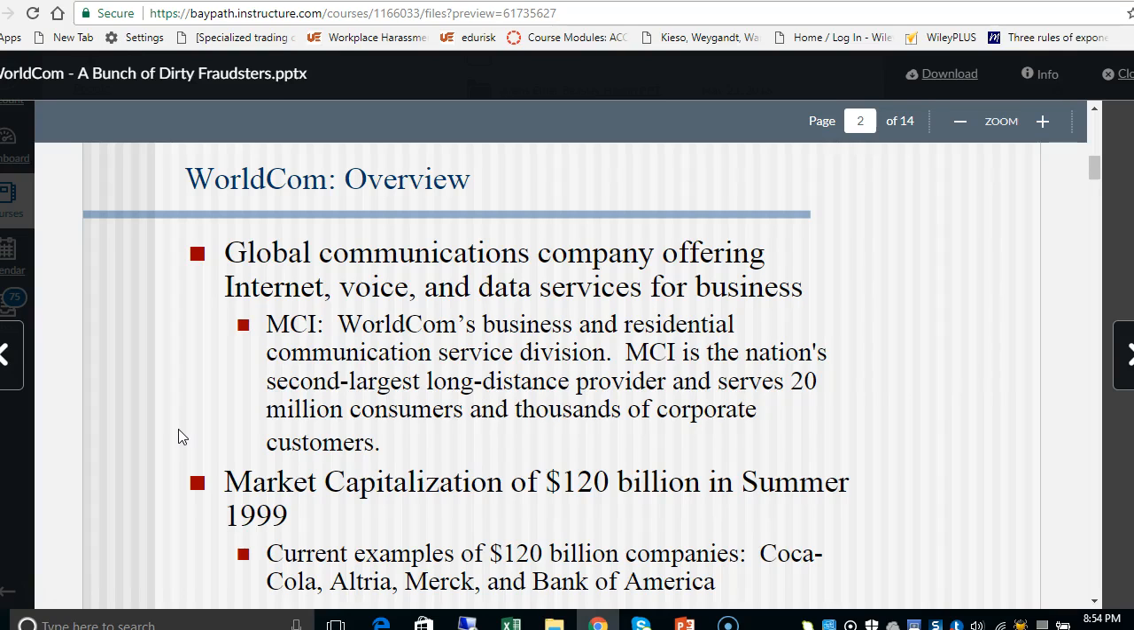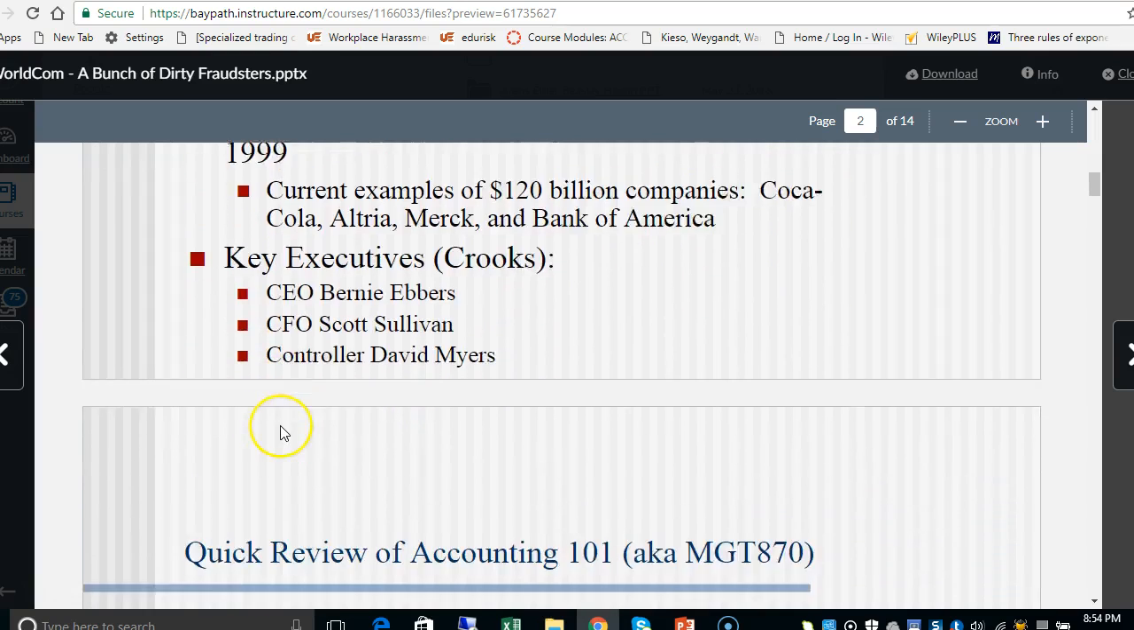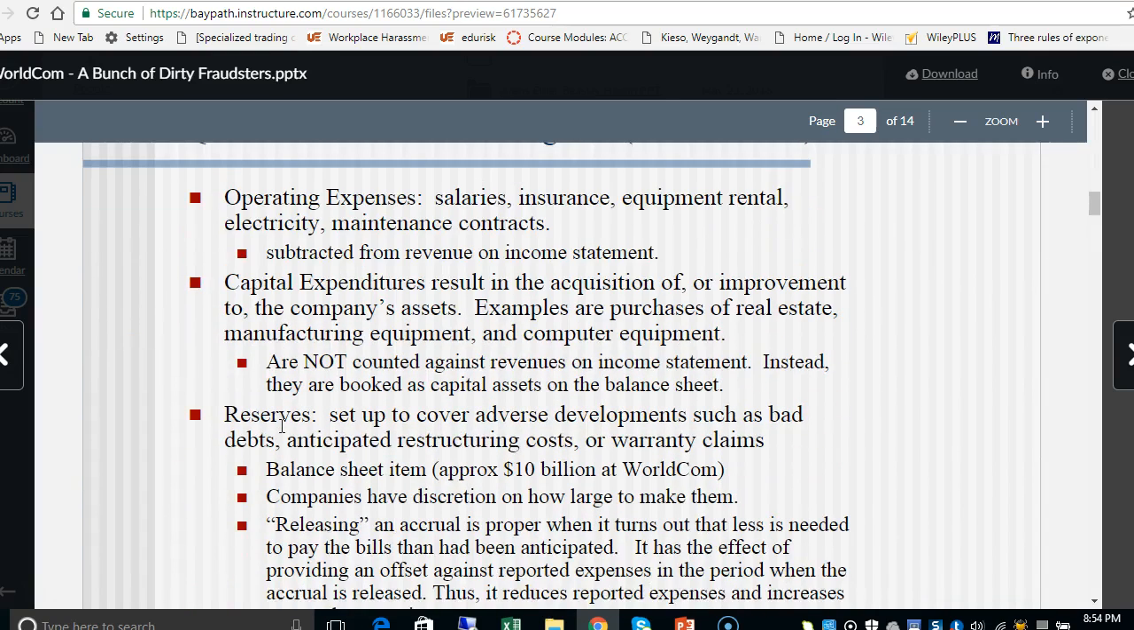So these are all facts that came out from the WorldCom audit, and indeed the WorldCom debacle has become actually a case study in auditing. If you look at this PowerPoint, basically operating expenses, salaries, insurance, equipment rental, electricity, they are normal operating expenses. They are matched. It's the matching principle to revenue for that period, and therefore it determines your net income.